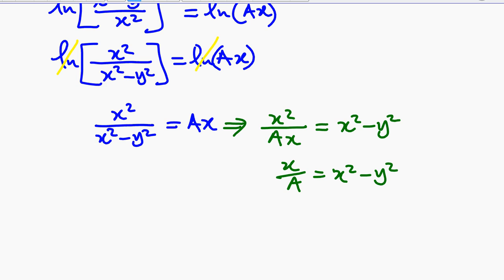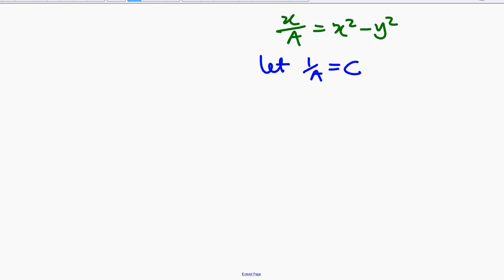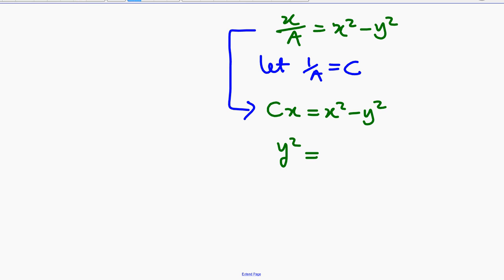And we can rewrite this as, say, let 1 over a be equal to c. Then this bit will become cx is equal to x squared minus y squared. And therefore, we can say y squared will be equal to x squared minus cx. Okay, and this will be our general solution.